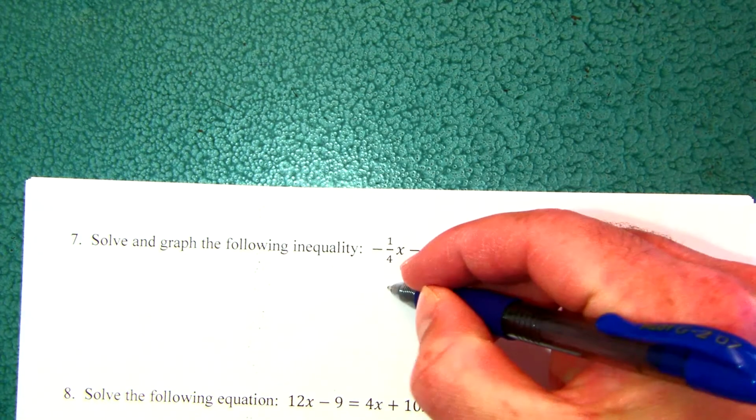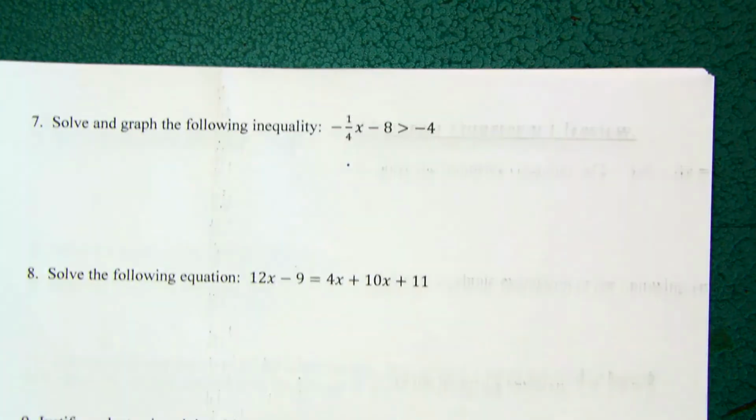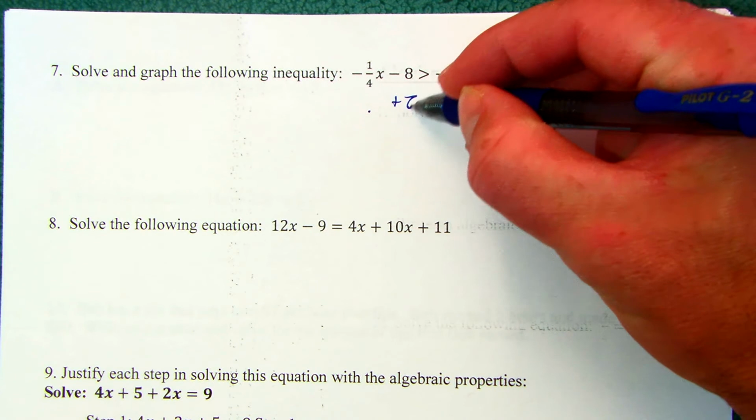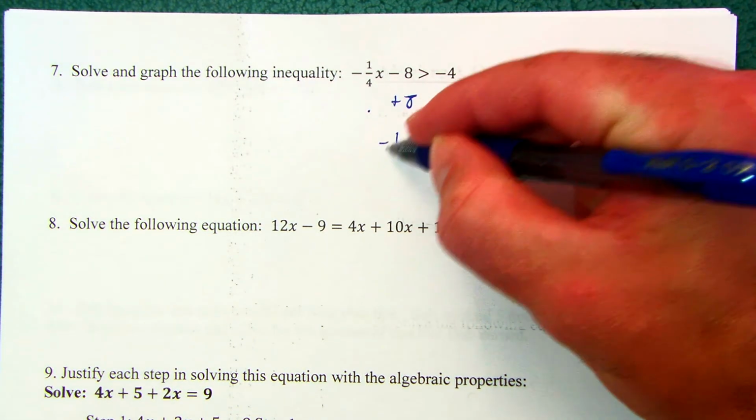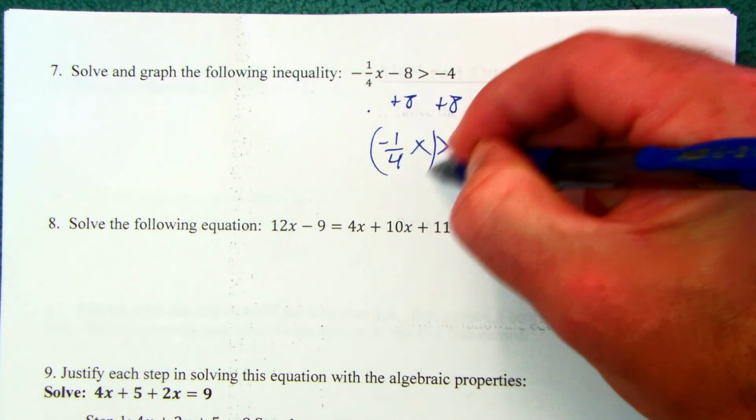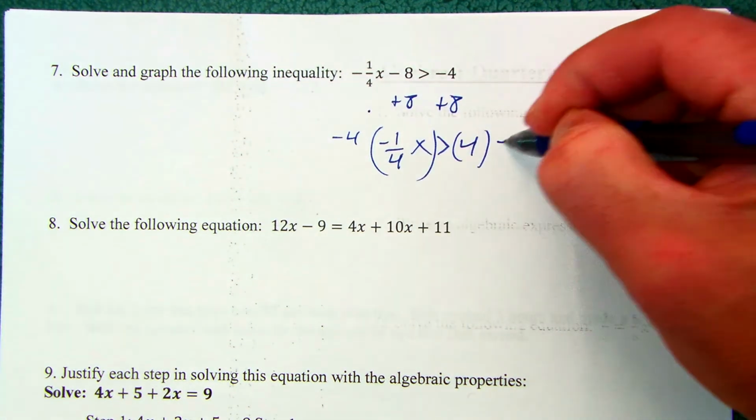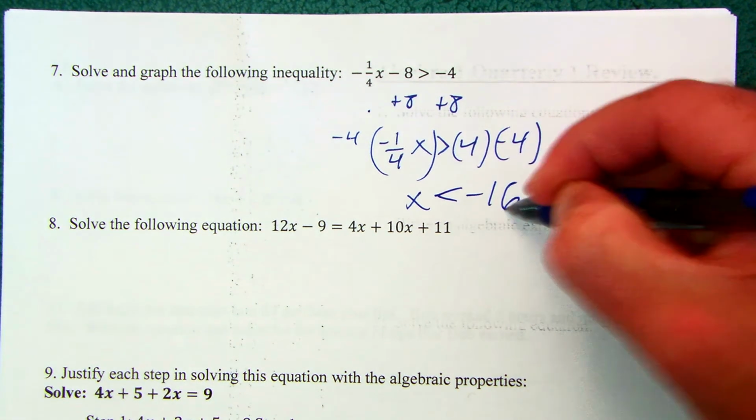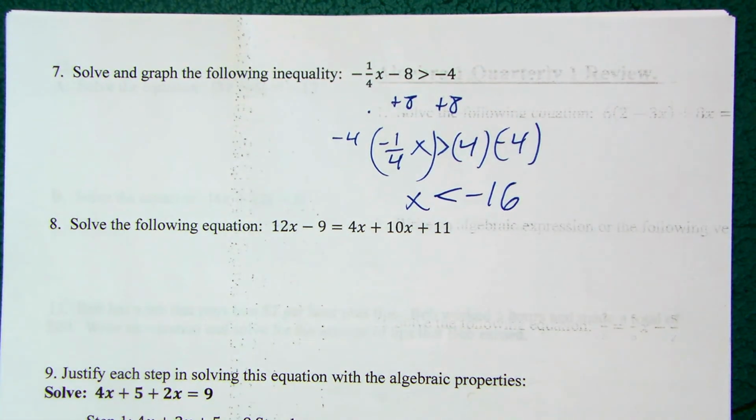All right, so we have negative 1/4 x minus 8 is greater than negative 4. I'm going to add 8 to both sides. To solve, I'm going to multiply both sides by negative 4. Got to flip my inequality. x is less than negative 16.